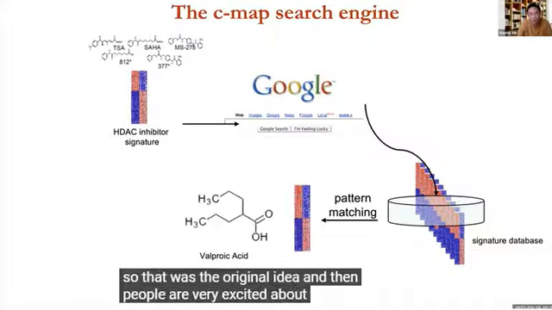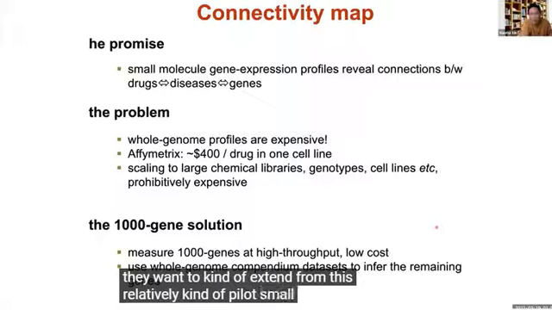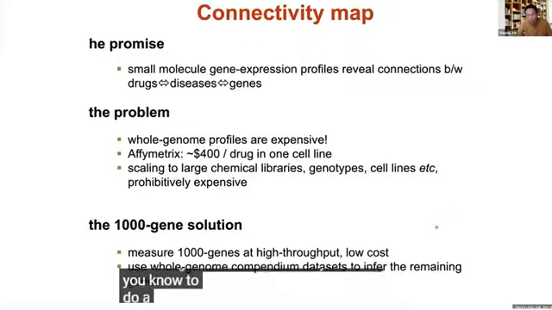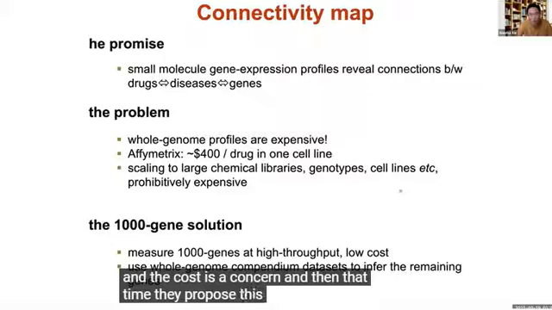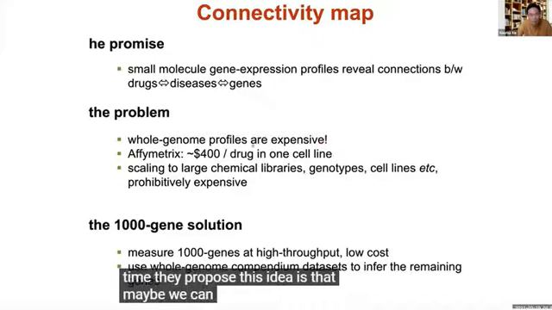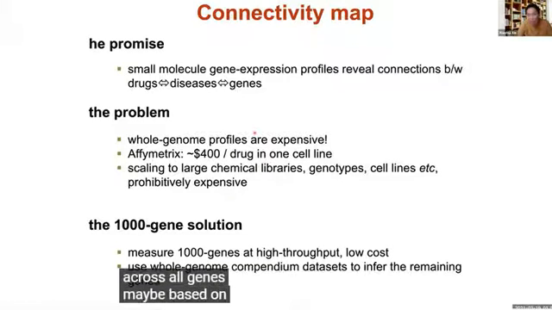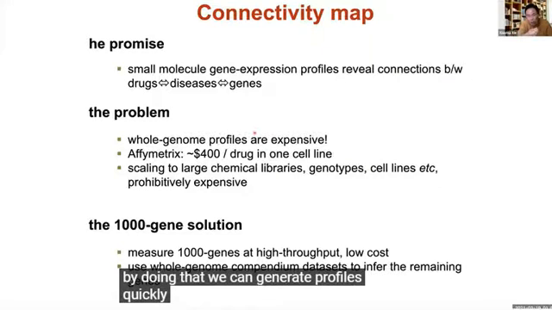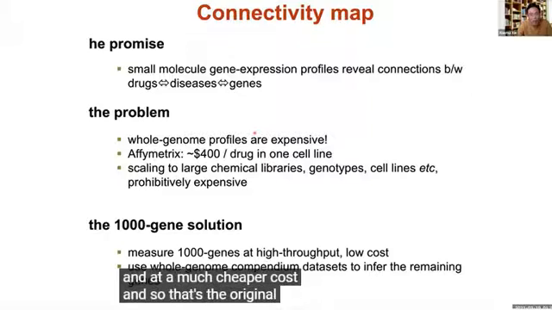People were very excited by this. They wanted to extend from this relatively small-scale pilot data set to much larger ones. However, in order to scale up, the cost is a concern. So at that time they proposed that maybe we can generate a profile not across all genes, but based on a small subset of genes. By doing that, we can generate profiles quickly at a much cheaper cost. That's the original idea.